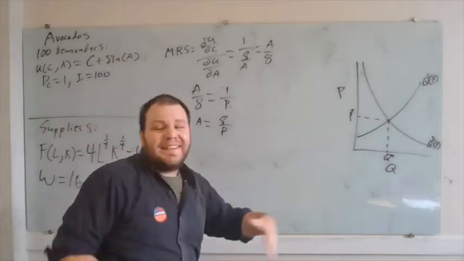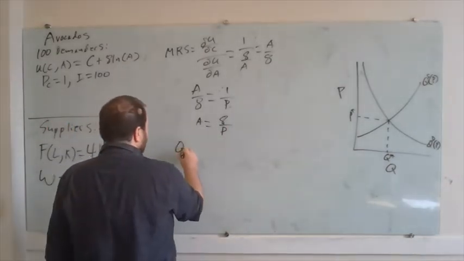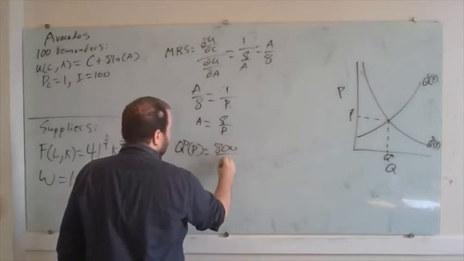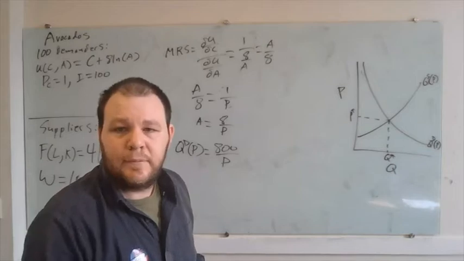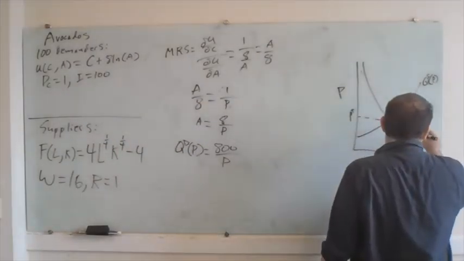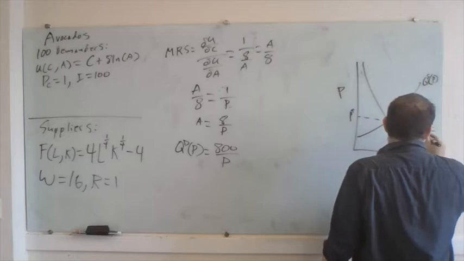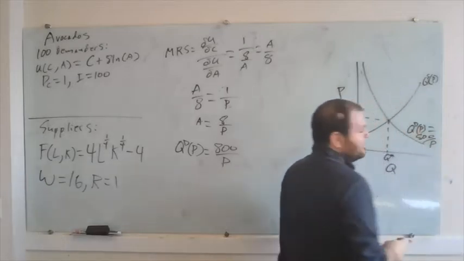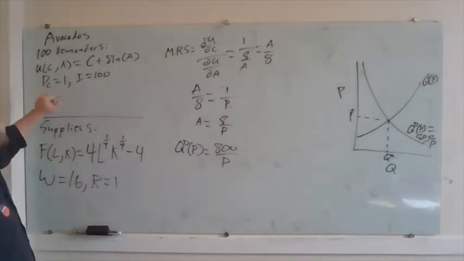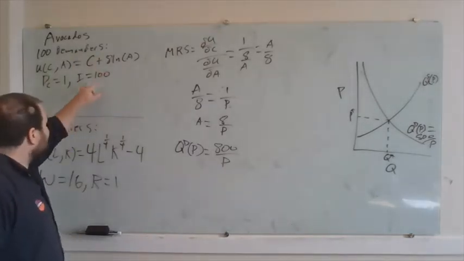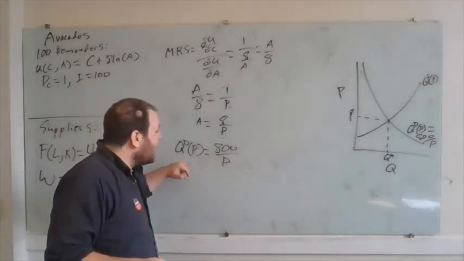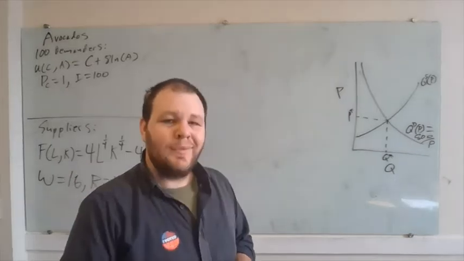So each individual is demanding 8 over P. We sum horizontally to get our market demand. So our market demand is going to be 800 over P. Right, so we can say Q^D(P) equals 800 over P. And what we're saying here is as long as the price of other stuff remains constant, our preferences remain constant, and our income remains constant, consumers are going to buy 800 over P avocados at any price P. All right, awesome.